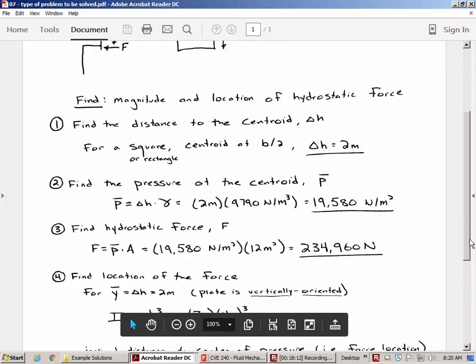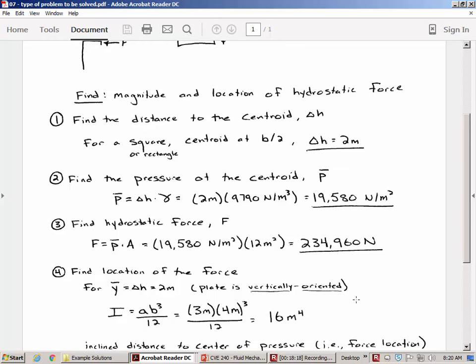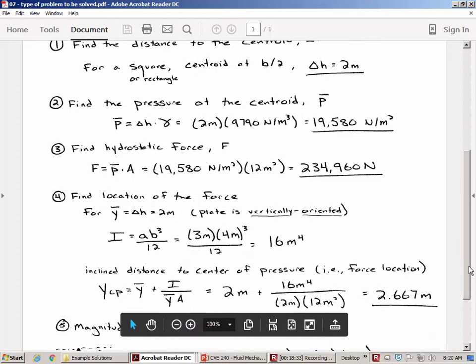I've calculated the area moment of inertia here because I know I'm going to need it. I wish I could turn this thing off. It really is irritating. It fades away eventually. But all right, so here's the area moment of inertia, A B cubed divided by 12. I calculate that because I know I'm going to need it in the last part of the problem where I'm calculating the inclined distance to the center of pressure.